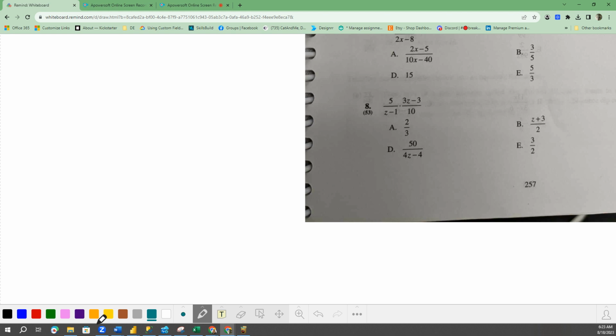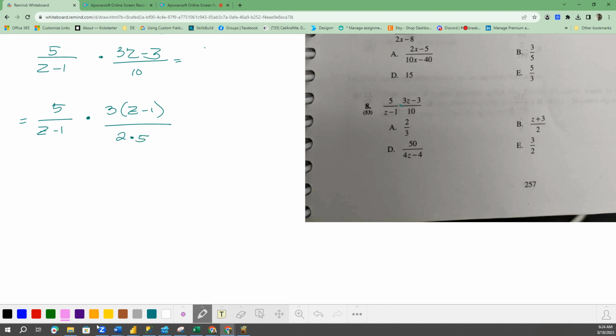Okay, so number 8 is multiplication. All right, so 5 over z minus 1 times 3z minus 3 over 10. So it's just a multiplication. That means any denominator, any numerator, you kind of need to factor them out. 5 is just 5. Z minus 1, there's really nothing you can do with that. The numerator on the second fraction, you can factor out the 3. So you have 3 times z minus 1 over the 10, which can be factored out as 2 times 5.